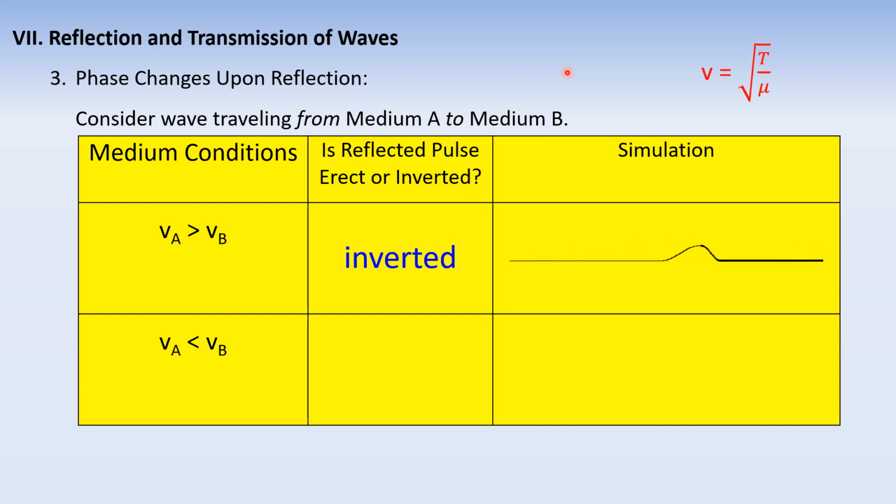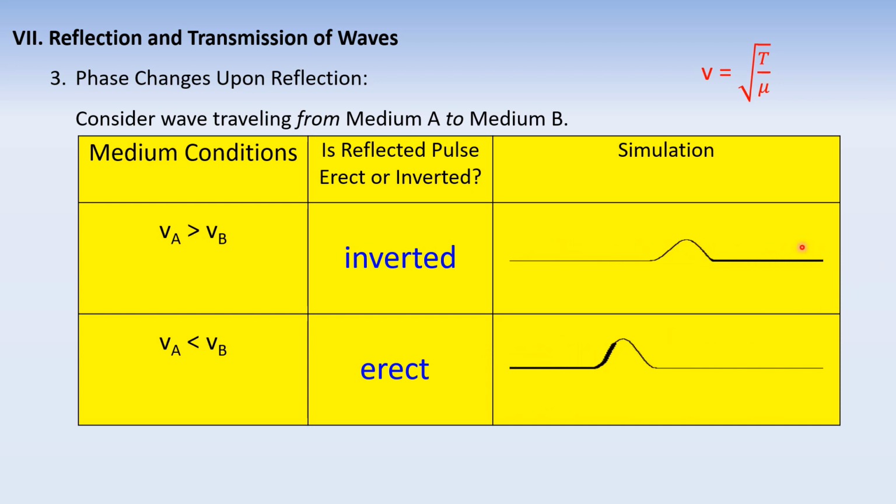Likewise, when we have the opposite situation, when we have a wave that is traveling from, let's say, a thicker string to a thinner string, in this case, the wave speeds up in the new medium. Notice what happens to the reflected pulse. The incident pulse is up, and the reflected pulse here, you'll notice, is also up. So in this case, there is no phase change. We can say that that reflected pulse is erect. There's no phase inversion or phase change.